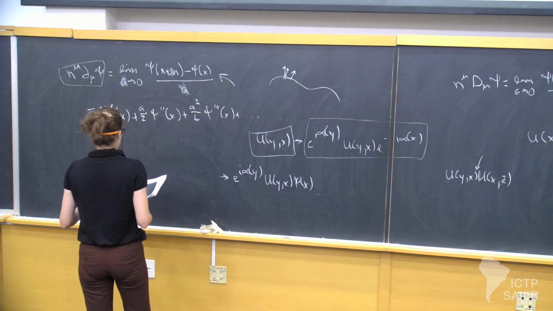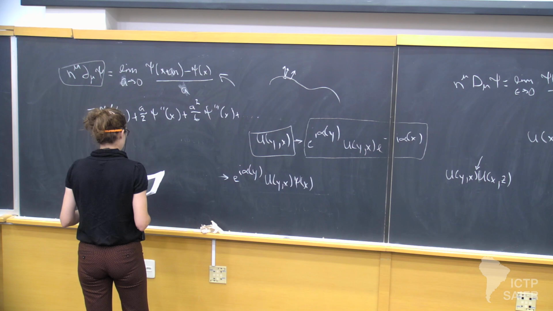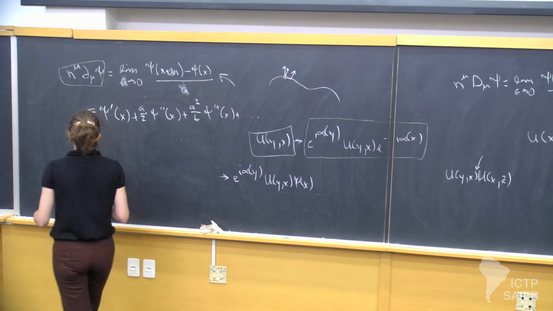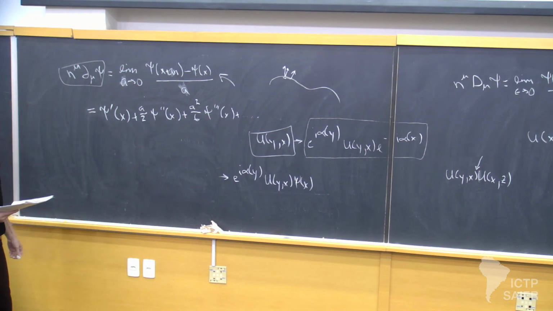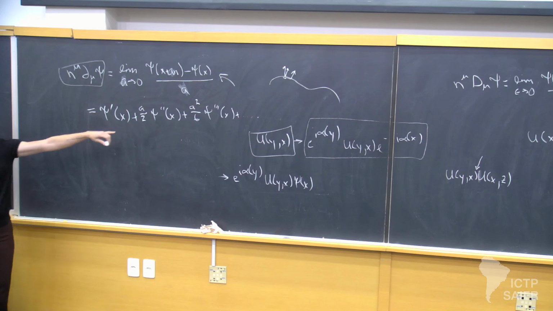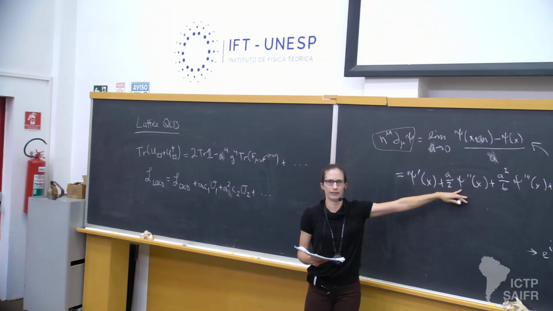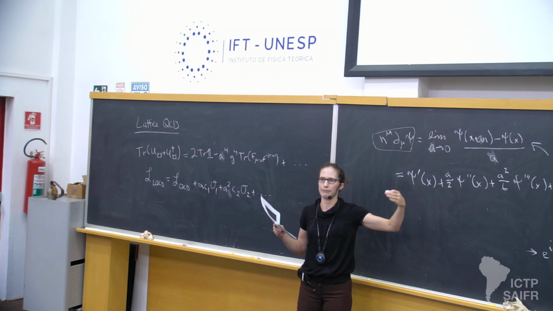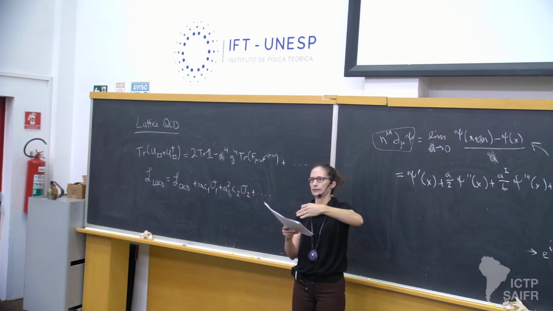So I claim, and maybe this is a... Yeah, let's do it. We'll do it now. Okay. What if I wanted to do a better job? What if I wanted smaller discretization effects such that I don't have to make A super fine?